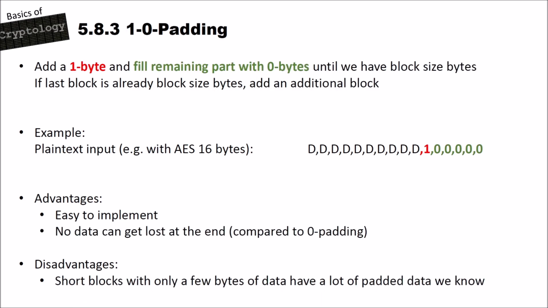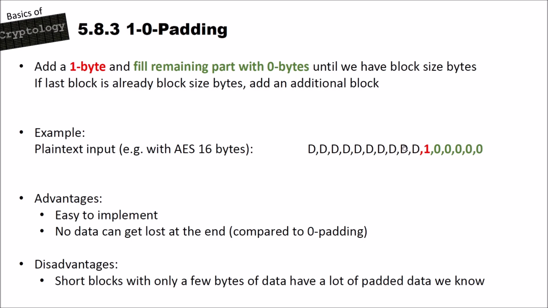Now let's have a look at the 1-0 padding. The 1-0 padding adds a 1 byte and then fills the remaining parts with 0 bytes until we have block size bytes. And if the last block is already of block size bytes, we add an additional block. Here we have again an example. We have some data, and then after the data we add a 1. So this is exactly a byte containing the value 1, and then we fill the remaining part with zeros.